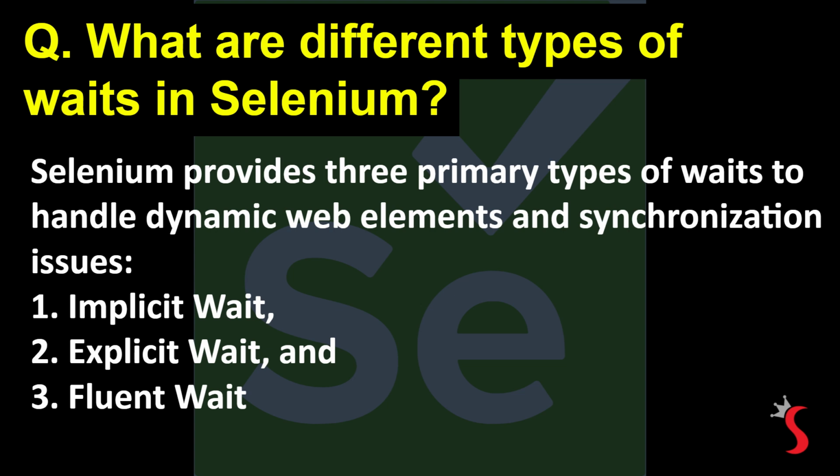What are different types of waits in Selenium? Selenium provides three primary types of waits to handle dynamic web elements and synchronization issues: implicit wait, explicit wait, and fluent wait. These waits help prevent exceptions like NoSuchElementException by pausing test execution until elements are available or specific conditions are met.